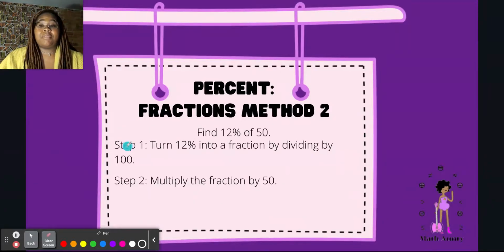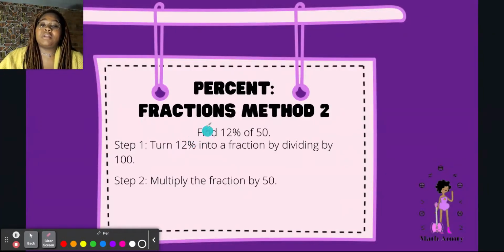The second method with fractions is to turn the percentage into a fraction instead of the number. So this time, we're going to find 12% of 50 again. We expect the answer to be 6.